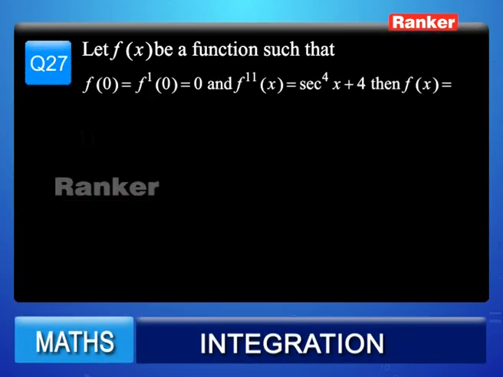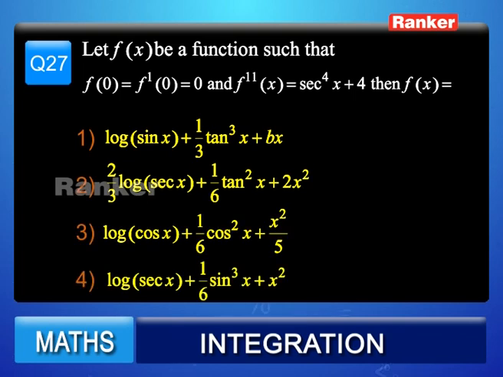Let's move to the next question, question number 27. Let f of x be a function such that f of 0 is equal to f dash of 0, and that's equal to 0, and f double dash of x is equal to secant x power 4 plus 4. Then f of x is equal to, first option, log sin x plus tan cube x by 3 plus bx; second option, 2 by 3 into log secant x plus 1/6 of tan square x plus 2x square; third option, log cos x plus 1/6 of cos square x plus x square by 5; fourth option, log secant x plus 1/6 of sin cube x plus x square.